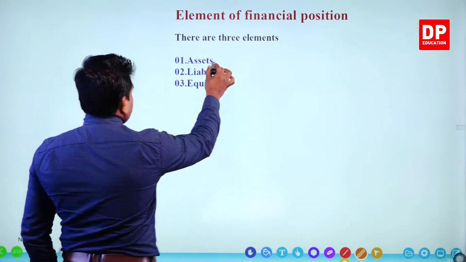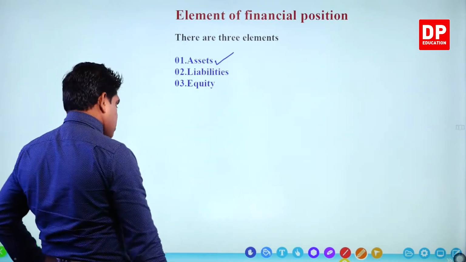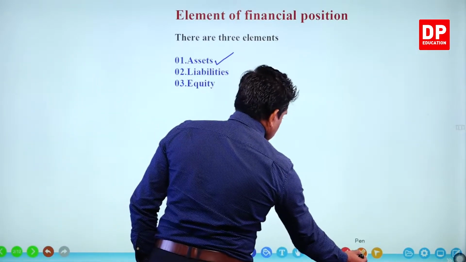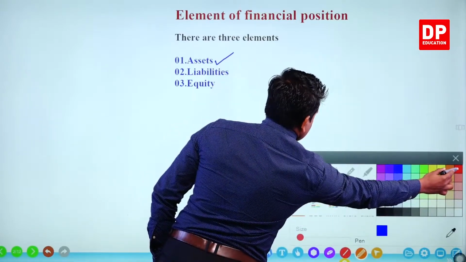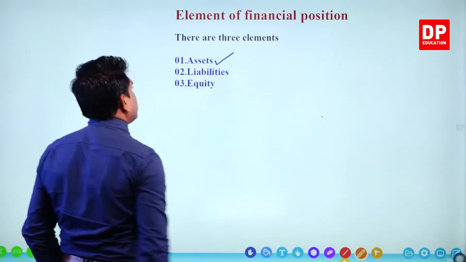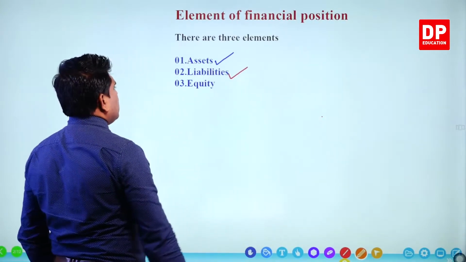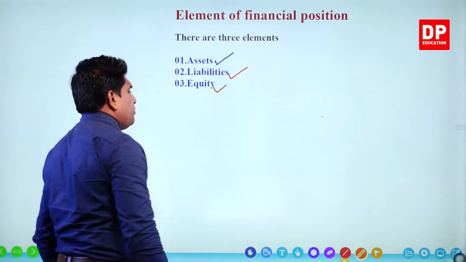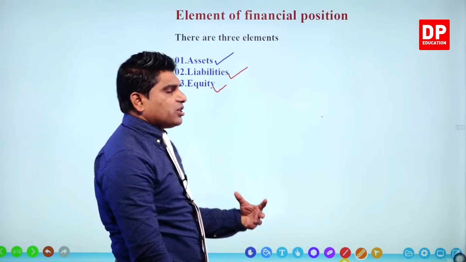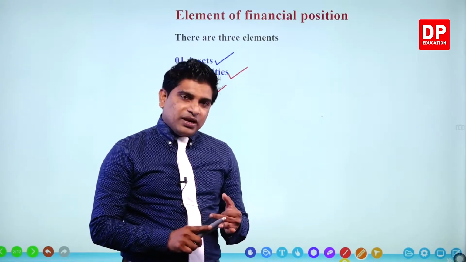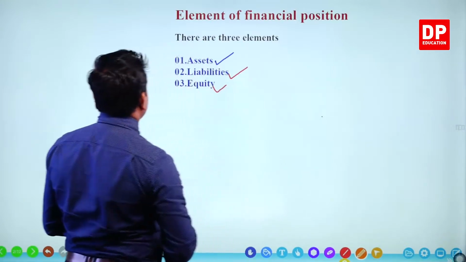Now elements of financial position. There are 3 elements, right? Assets, right? Then the other one is liabilities. I changed the color, right? It's okay now. Liabilities. The other one, equity. There are three elements of financial position. What are they? Assets, capital and liabilities. Capital means equity. Same thing, right?